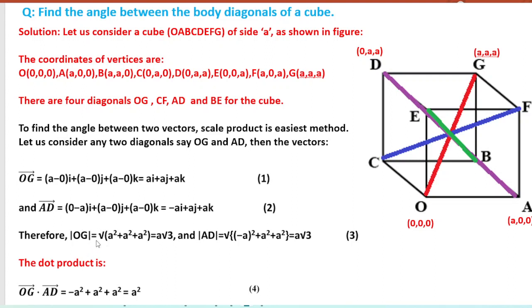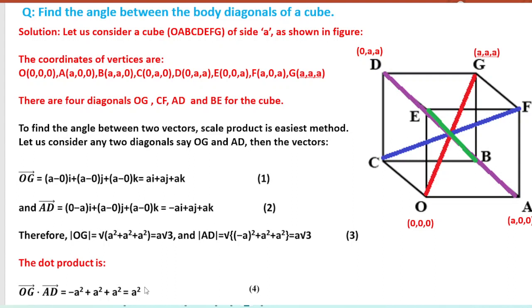The magnitude of OG is under root A square plus A square plus A square, which is A under root 3. Similarly, the magnitude of AD is also A under root 3. The dot product of these two vectors is: A into minus A, that is minus A square, plus A square plus A square, that is A square. The A squares cancel out, so the dot product is A square.